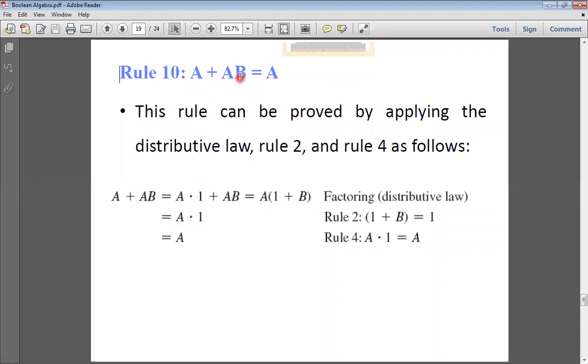We start with A plus AB. We arrive at A. And beside, we have also written what rules and what laws we have used to arrive at the result as you progress from step to step.